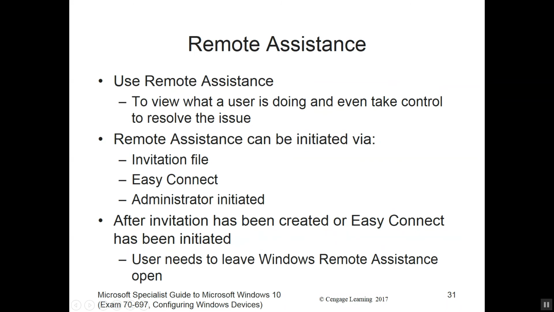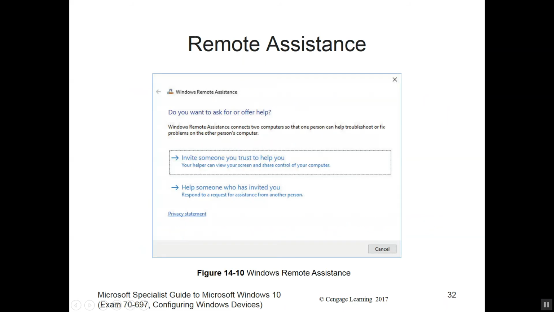Now, we've got remote assistance. And if we want to review what a user's doing and even take control to resolve an issue, we can use remote assistance. It's initiated via an invitation file, Easy Connect, or an administrator can initiate it. So here we are, Windows Remote Assistance. How do you want to get help? Invite somebody else to help you.